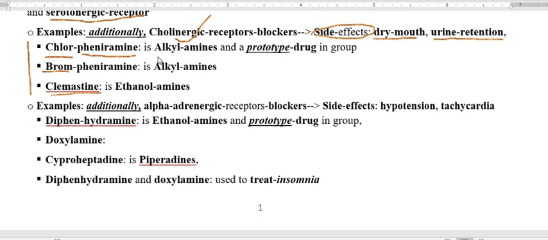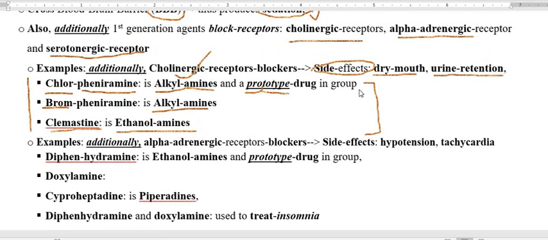Chlorpheniramine maleate belongs to the chemical group we call alkylamines, and it was the first drug under this alkylamine group, so we call it the prototype drug of this group. Other than that, the drug brompheniramine belongs to the alkylamine group, and the last one, clemastine, belongs to the ethanolamine group. Their side effects are dryness of the mouth as well as retention of urine. So this is all about the drugs having cholinergic blocking action.